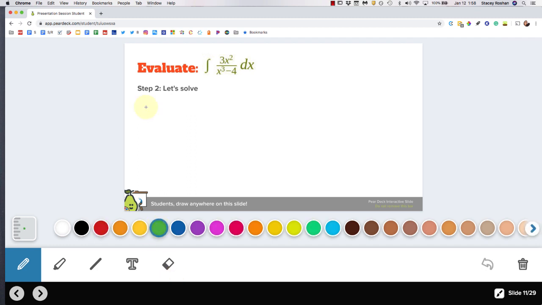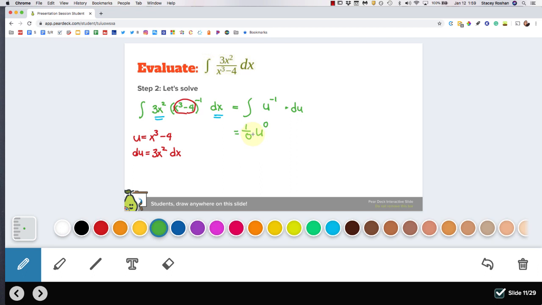I'm just going to rewrite it how I had it before. Again, our u was this x cubed minus 4, and our du was this 3x squared dx, which was totally what we needed. We don't need to do any dividing on this one. So now we can replace this 3x squared dx with just du, and then this is going to be our u to the negative 1. Now, u to the negative 1, you're probably thinking to yourself, okay, I need to add 1 and then divide by what I added. Oh, that doesn't work.